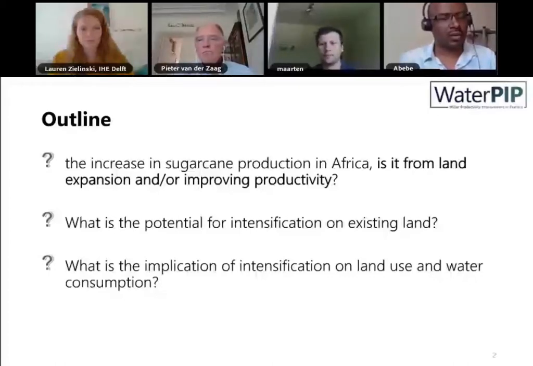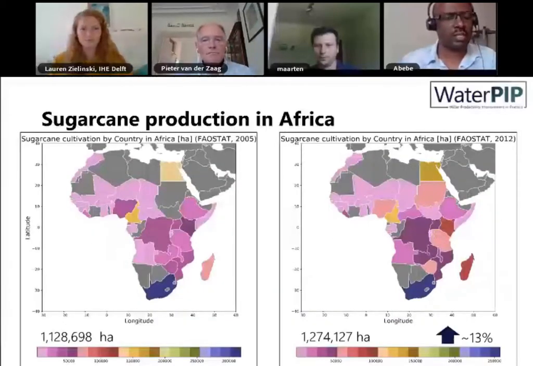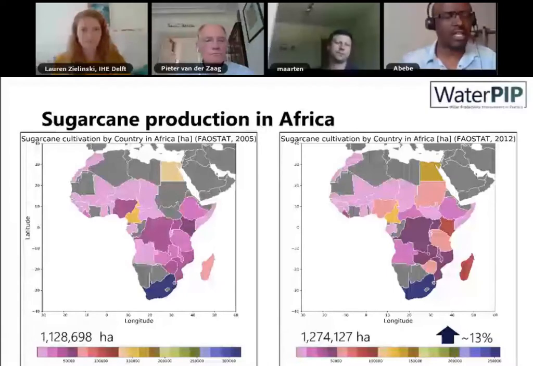So to start from the background, also answering the first question, this is the sugarcane production in Africa. To the left is the FAOSTAT 2005 data, showing the production in Africa, and to the right is for 2012. Maybe if we zoom in, we could see it in a larger picture. Here on the left, you see some countries either didn't report or maybe there is no sugarcane cultivation. But on the right, in 2012, there are areas which start to cultivate. And in fact, if you see both graphs, the country in Africa with the largest sugarcane coverage is South Africa. But coming to the main question, there is expansion.